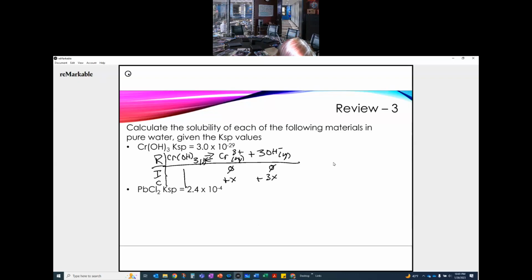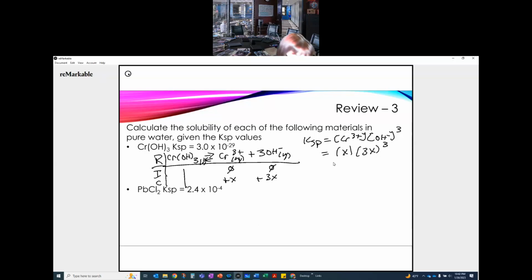Okay. In order to find that, I need to find KSP is equal to the Cr3 plus times the OH minus cubed. I know that Cr3 plus is an X, the OH minus is 3X, and that has to be cubed. So I've taken that thing that I put in that change row, and I've plugged it in as the concentration of that species. So whatever power that concentration is raised to, I have to raise that X term to as well. So that's why we have that 3X, and the whole thing is cubed.